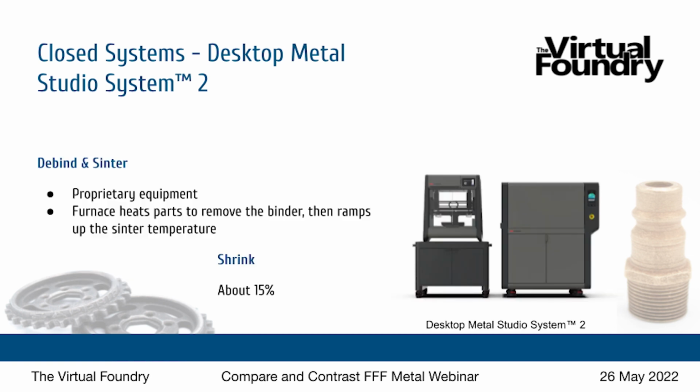So speaking of that debind and sinter step, the Studio System 2 by Desktop Metal combines the debind and sinter. So it's a thermal debind. They're doing it with just heat in their specific furnace equipment. The furnace is going to heat the part to remove the binder, and then it will ramp up to and through the sintering temperatures. They advertise their shrink rate with their process to be about 15%.